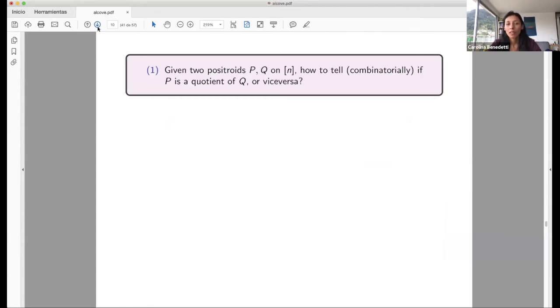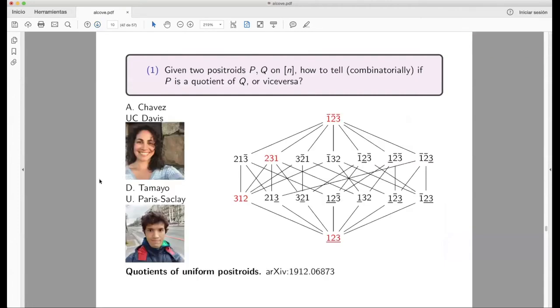And the first one, we worked on that, obtaining partial results with Anastasia Chavez and Daniel Tamayo. We studied those positroids that are quotients of uniform matrices. Uniform matrices are positroids. So basically the idea is that this poset you see here is the poset on all the decorated permutations on 3 elements. Each one of them corresponds bijectively to all the positroids on a set of size 3.